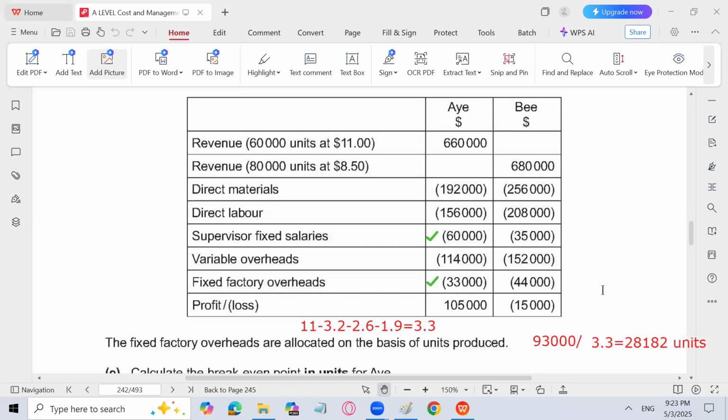It means that we are currently selling 60,000 units of I. So we are quite above the break-even point, almost by 30,000 units. So it's quite amazing. Let's move forward.